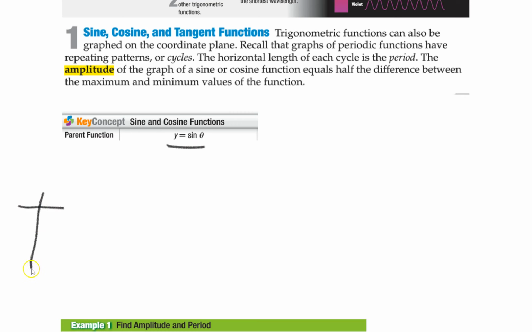Once we know the basic one, then we can apply all the basic rules to it and graph any graph we want. But let's see what a basic one looks like. So I'm going to put theta here and y here. Let's make a little xy chart.